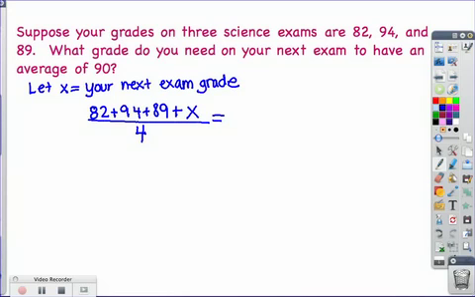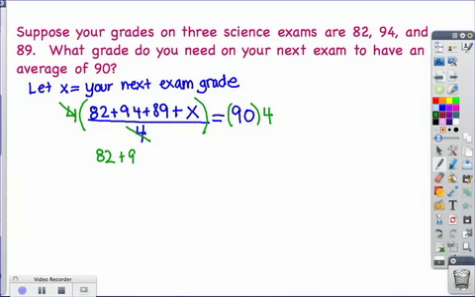Now I use algebra to solve for X. In algebra, we use inverse operations. So currently, we're dividing by 4. The inverse or opposite would be to multiply both sides by 4. Whatever I do to one side of the equal sign, I have to do to the other. This allows me to cancel out the 4 in my denominator. So I'm left with 82 plus 94 plus 89 plus X, which equals 360.